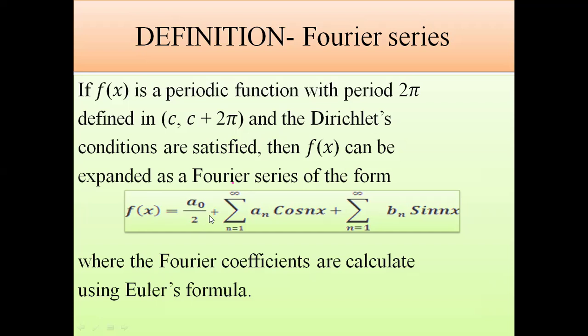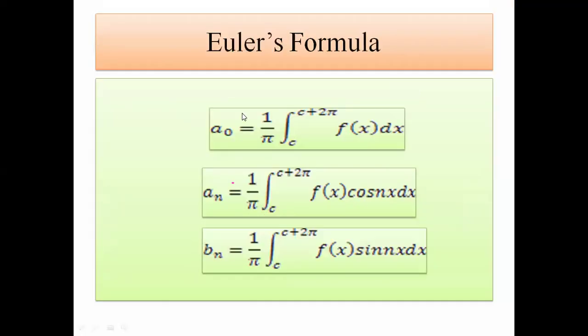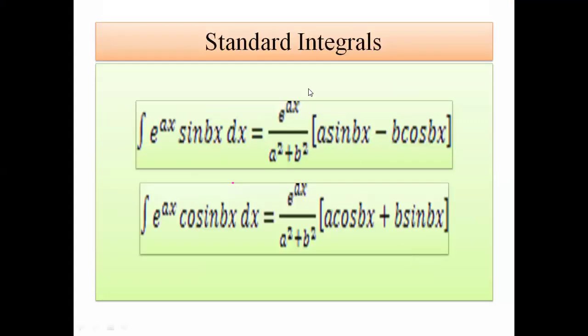f of x is equal to a naught by 2 plus summation n equal to 1 to infinity a n cos n x plus summation n equal to 1 to infinity b n sin n x, where the Fourier coefficients are calculated using Euler's formulas like this: a naught, a n, b n. a naught is equal to 1 by pi integral from c to c plus 2 pi of f of x dx. a n is 1 by pi integral from c to c plus 2 pi of f of x cos n x dx. b n is equal to 1 by pi integral from c to c plus 2 pi of f of x sin n x dx. This is a standard integral.